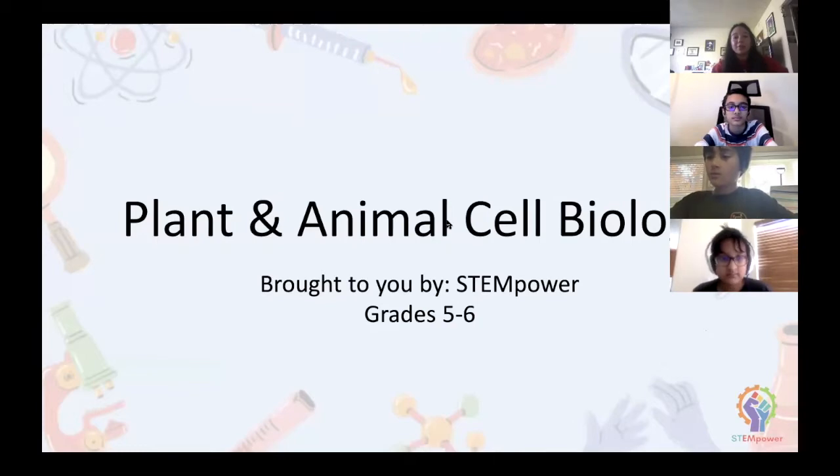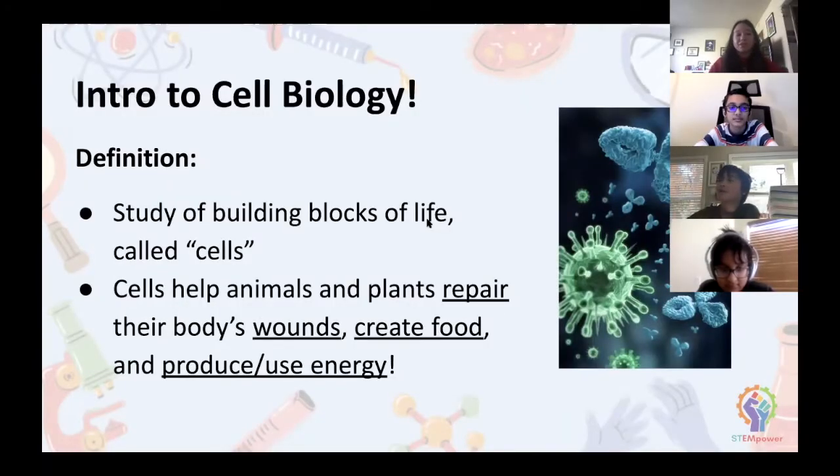So today we're going to be going over plant and animal cell biology. Let's get into our intro to cell biology. So by definition, what is biology? I think I went over this maybe in our first lesson, but it's the study of the building blocks of life, which are just cells. So it's the study of cells.